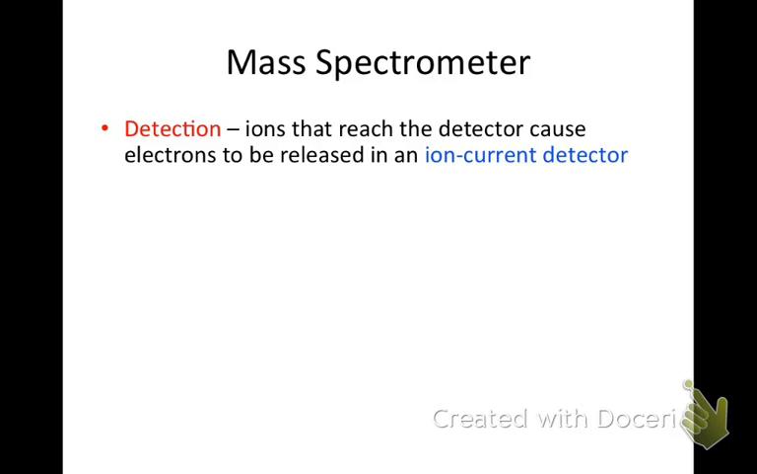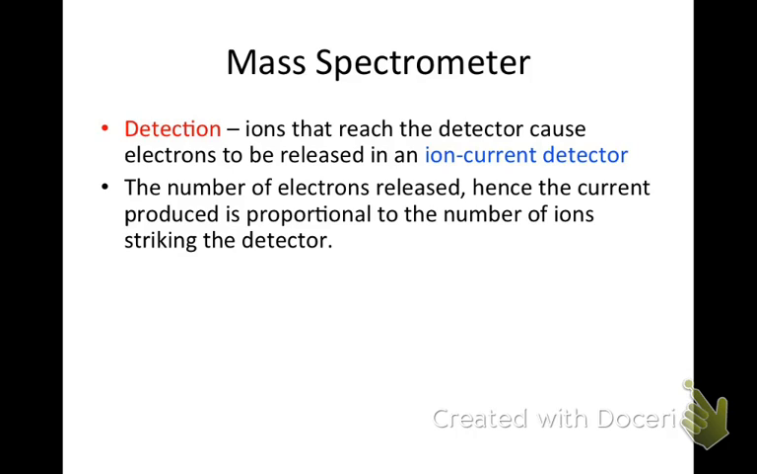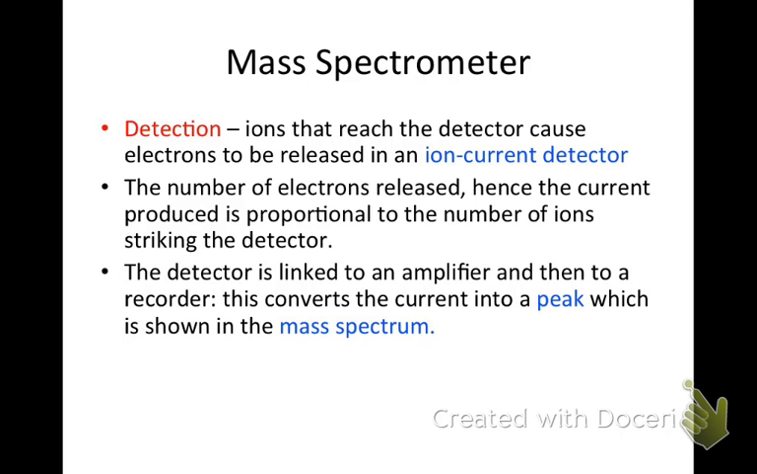In the detection phase of the mass spectrometer, ions that reach the detector cause electrons to be released in an ion current detector. So the number of electrons reached changes the amount of current produced, and that amount of current is proportional to the number of ions that strike the detector. That current is linked to an amplifier, and it converts that current into a peak, and that's going to be shown in what we call the mass spectrum.